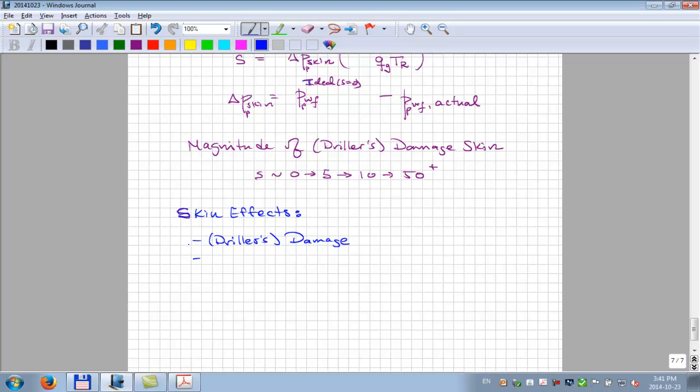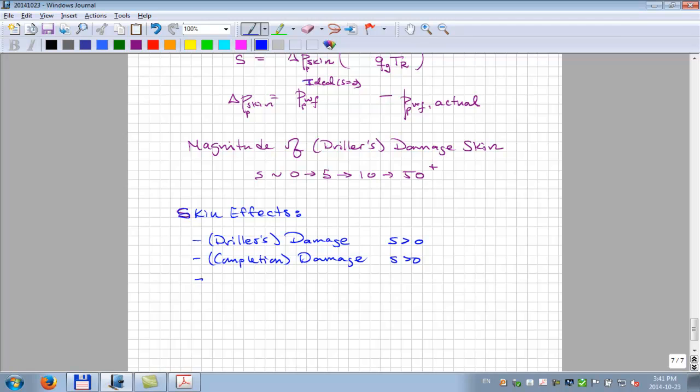We might let them off because when we go in and do the completion of the well, maybe the drillers did a good job, but when we're going to complete the well, we're going to perforate it. When they perforate the well, they may do it in a bad way. So you've got completion damage. S is greater than 0.